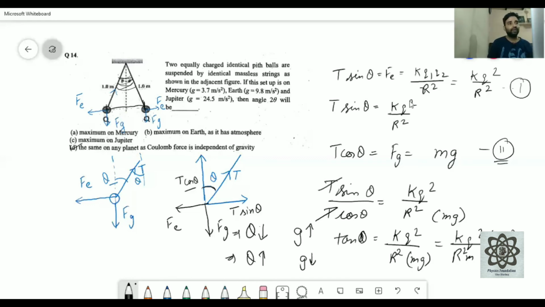If we see this, Mercury has the minimum g. This means Mercury will have the maximum theta angle, and that's why this is our answer. So Mercury will have the maximum theta because it is having the minimum value of g, and this is what we needed to prove here.